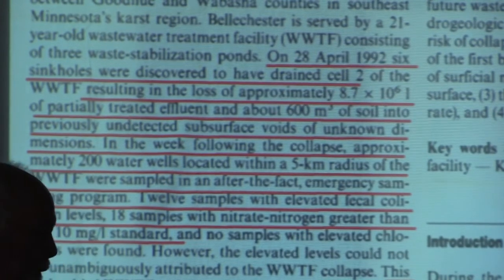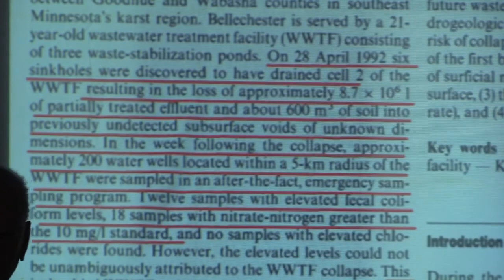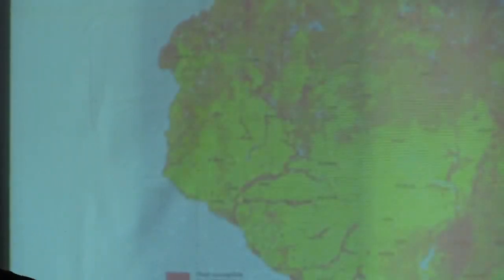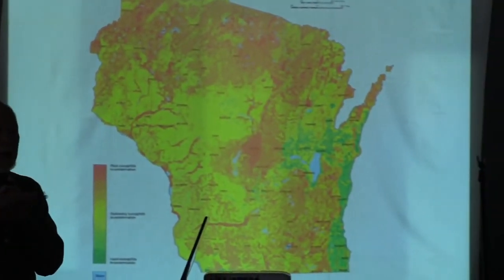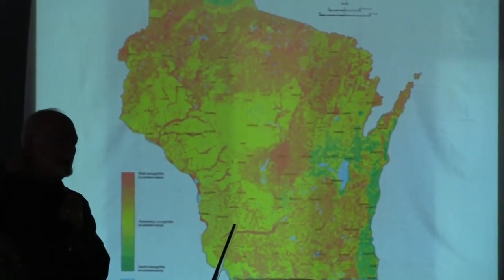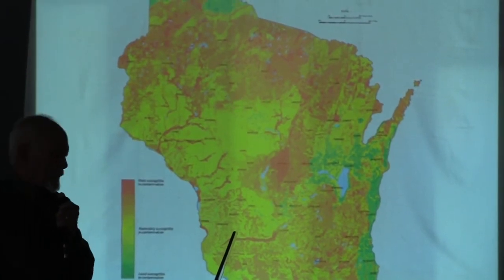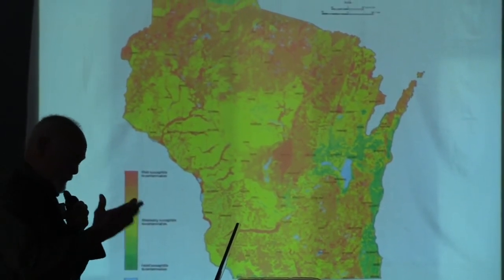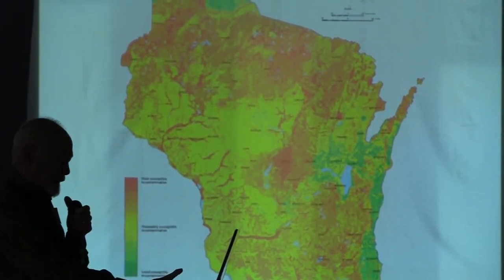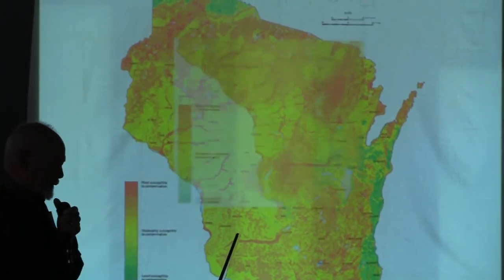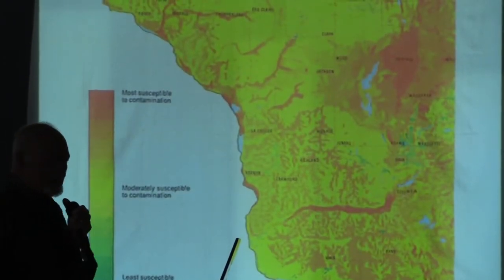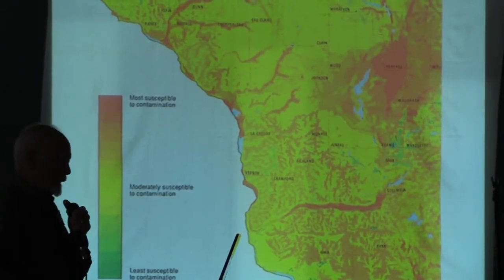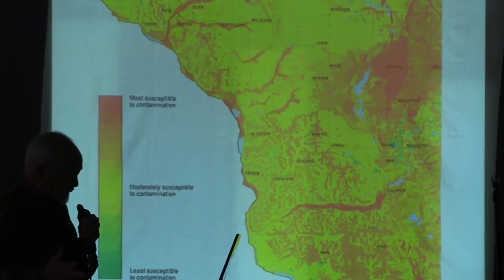And it's not restricted to Minnesota. They also got the same thing in Iowa. And if we do that in Wisconsin, guess what's going to happen here? Blanket injunction: do not impound water for whatever reason in karstic areas. This is the groundwater contamination susceptibility map made by the DNR in 1983. And you can see that this entire area is at least moderately susceptible to groundwater contamination because it's karstic.